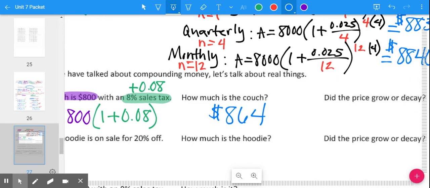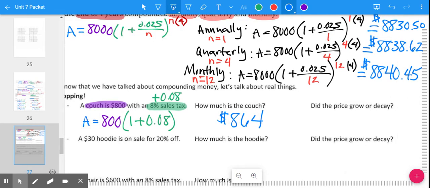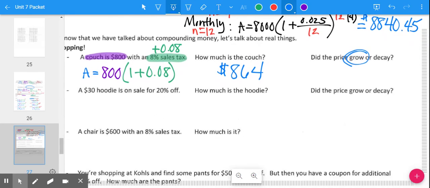So did the price grow or decay? It grew. So then we have a hoodie. It says a $30 hoodie. So the $30 hoodie is our principal amount, and it's on sale for 20% off. Now, because it's on sale, we know the price is going to decrease. So we're going to subtract 20%.